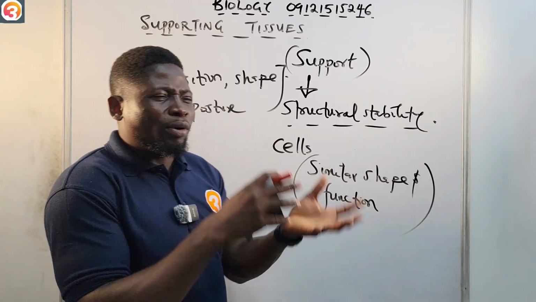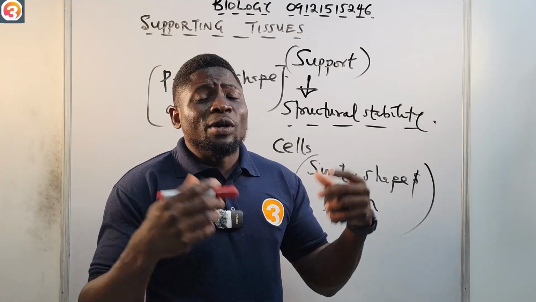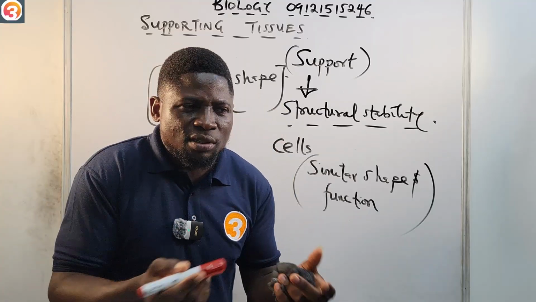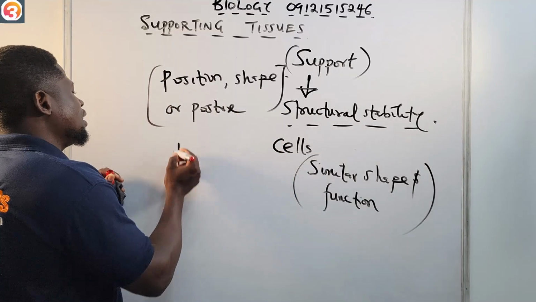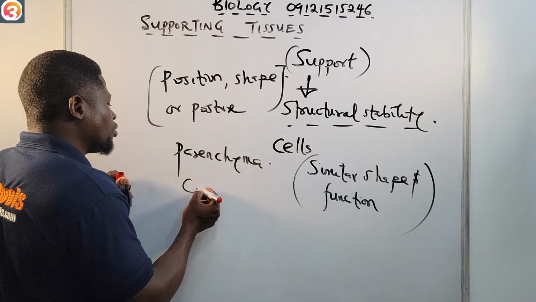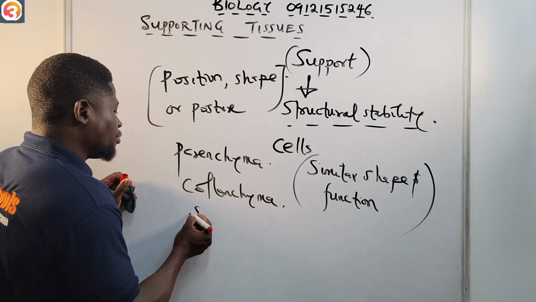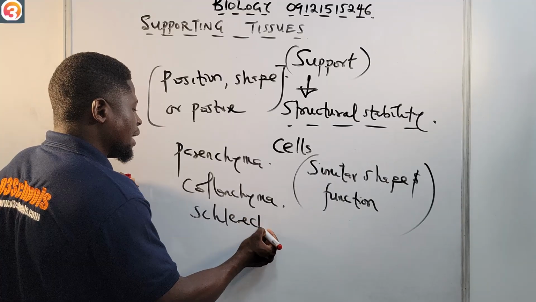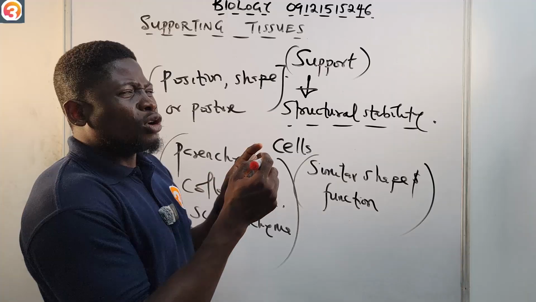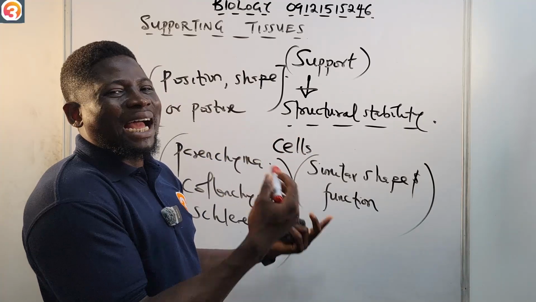So, supporting tissues. Just like in plants and animals, we have support systems. For plants, we have the ones we call the parenchyma, the collenchyma, and the sclerenchyma. All of these are examples of supporting tissues in plants.